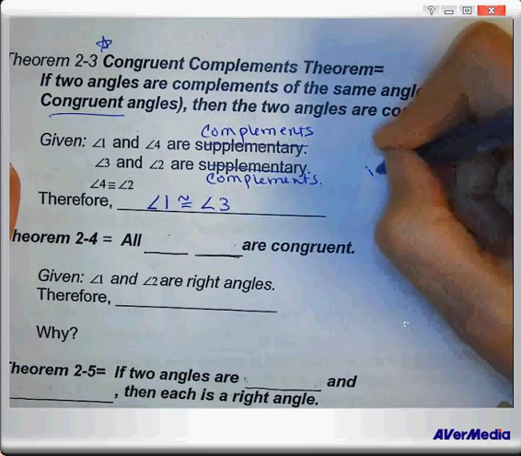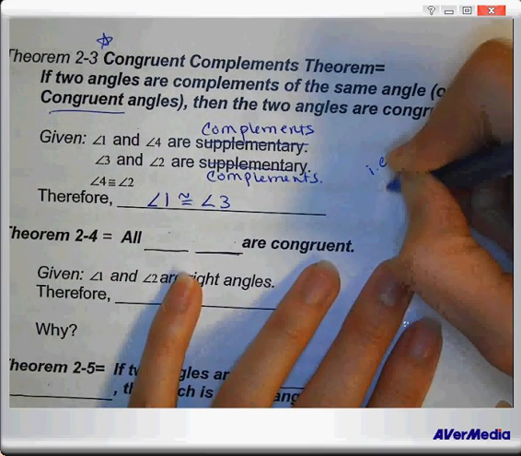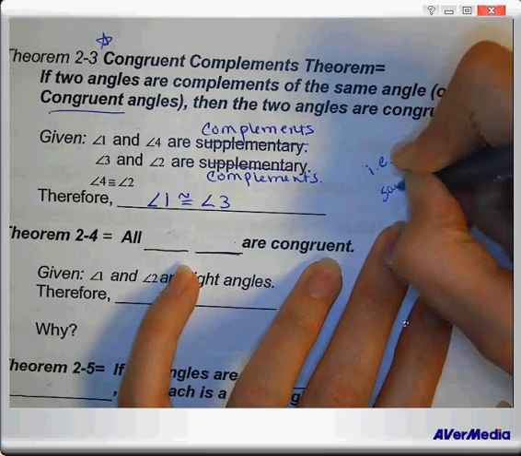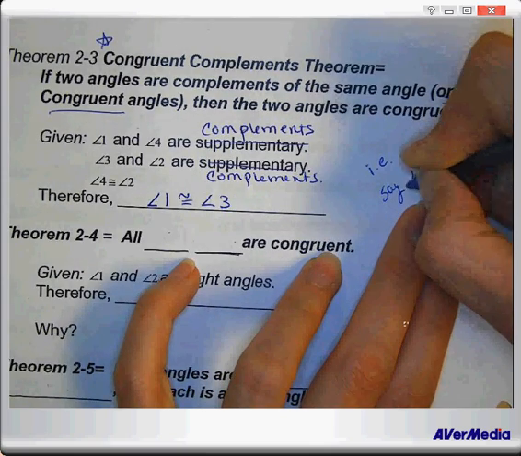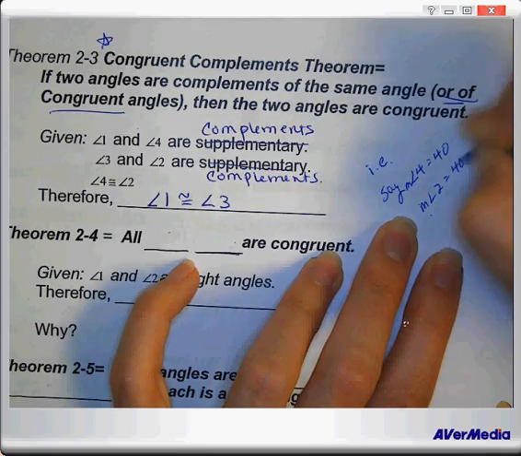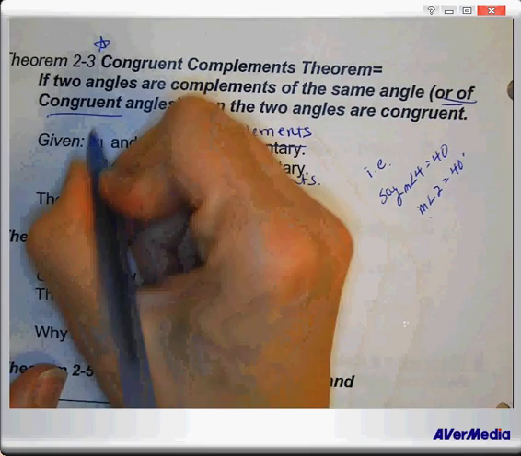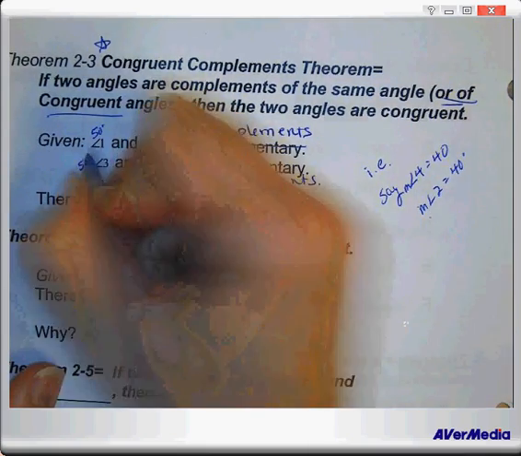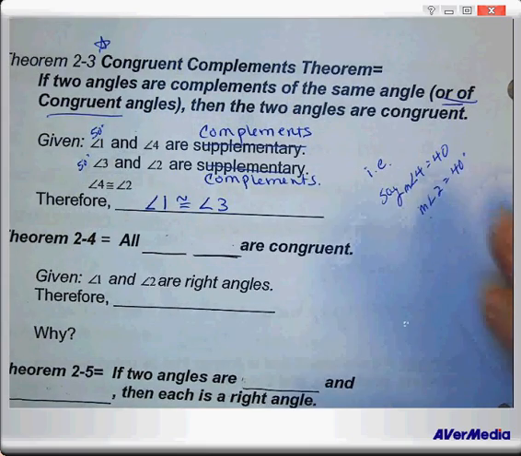Now just remember the example we used there. Let's just say the measure of angle 4 equals 40, and the measure of angle 2 equals 40 because they're congruent. That automatically meant these were both 50. So therefore they're going to be congruent to each other.